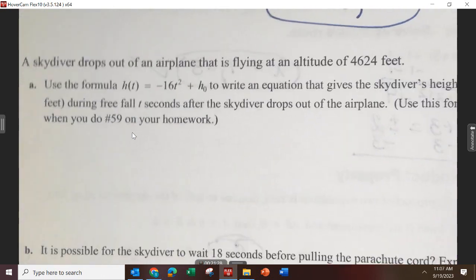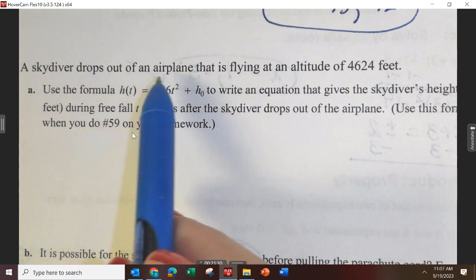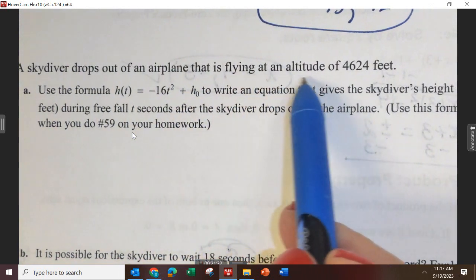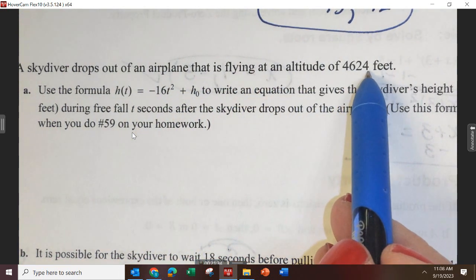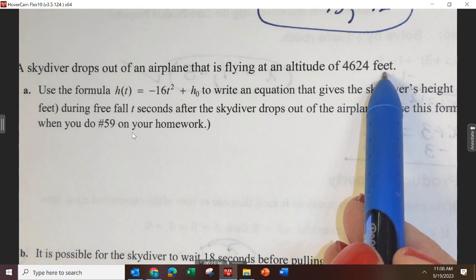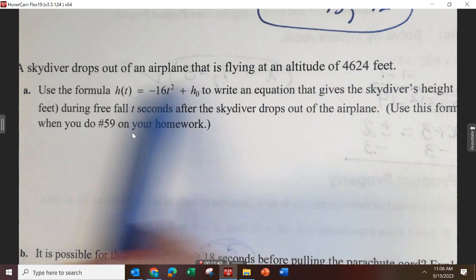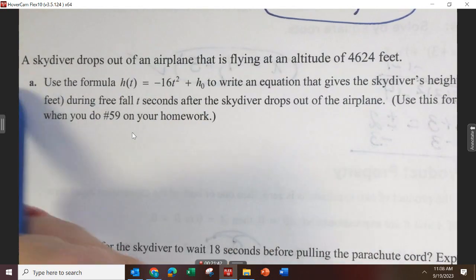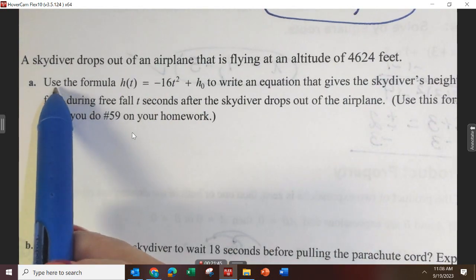Okay, number 5. A skydiver drops out of an airplane that is flying at an altitude of 4,624 feet. Anybody know how many feet are in a mile? 5,280. This is almost a mile high, which sounds miserable to me. I would hate this. I don't like heights.